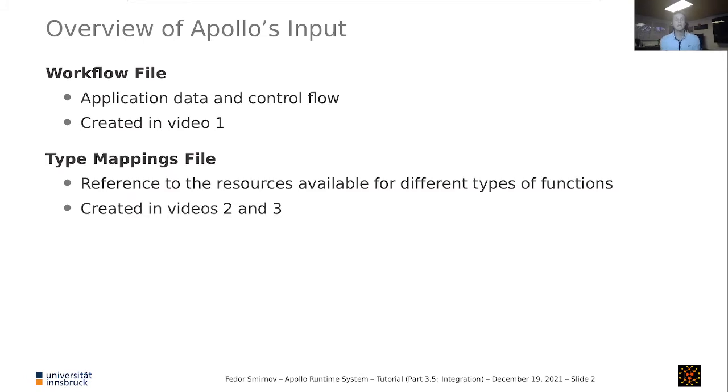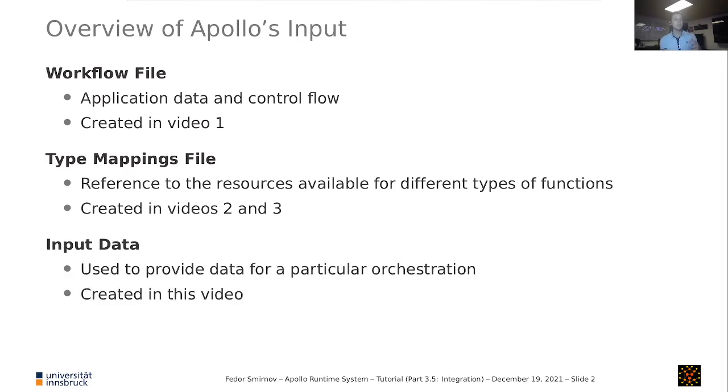Now the next thing we need is the type mappings file, and the type mappings are the connections between the functions in the workflow and the actual resources where they can be executed, such as the AWS serverless functions we created in video 2, or the Docker images we created in video 3. So these files you should have at this point. And finally, what you need is the input data for the concrete orchestration of the application. In our case, since we're doing the Caesar cipher, it basically means we need some input string and some offset, and you need to provide this via a file. That's super simple. That's what we're going to do in this video.